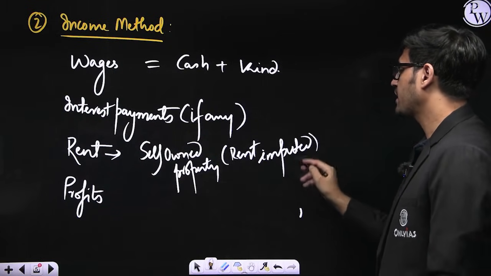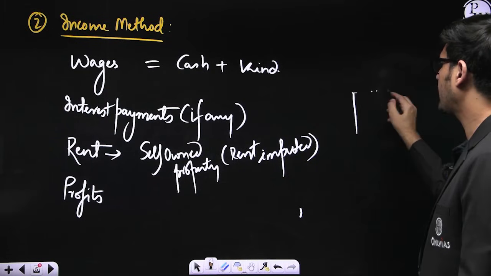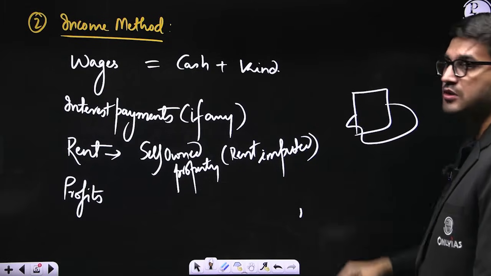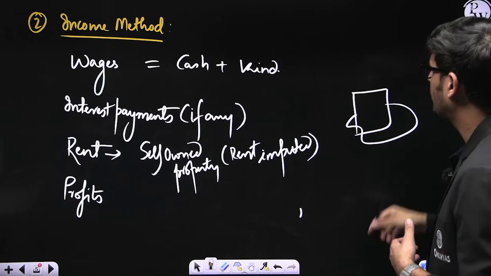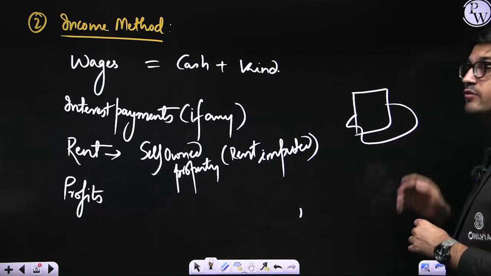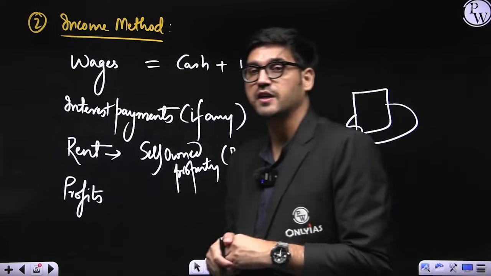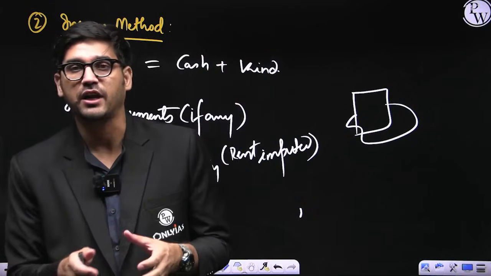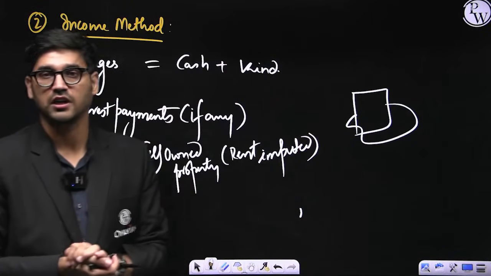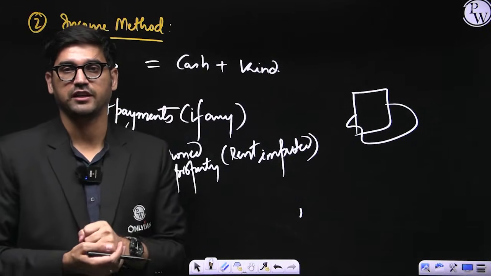What does this simply mean? It simply means that consider that you have a factory, this building is of your own, so you don't have to pay any rent here. But what if this building was not your own? In which case, how much rent would you have had to pay if this building was not your own? That is called the imputed value of rent.